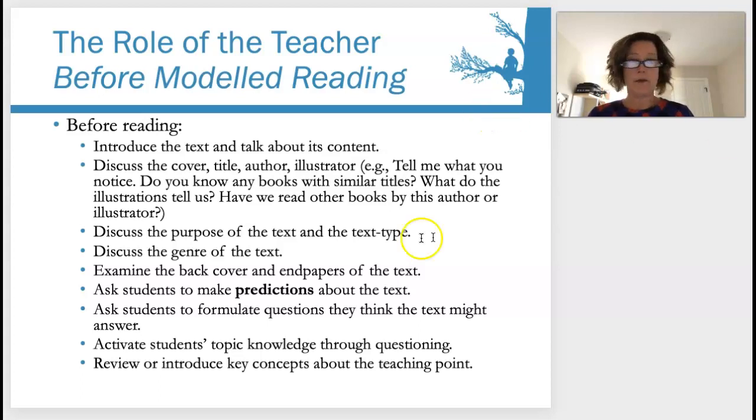Sorry, I'm frozen over here on my other page. What you're going to do before reading is you're going to introduce the text and talk about its context. So for example, I'm just going to run and get my other screen has stopped. I don't know why. Interesting. Okay, so I'm going to actually just do a little bit of this one.